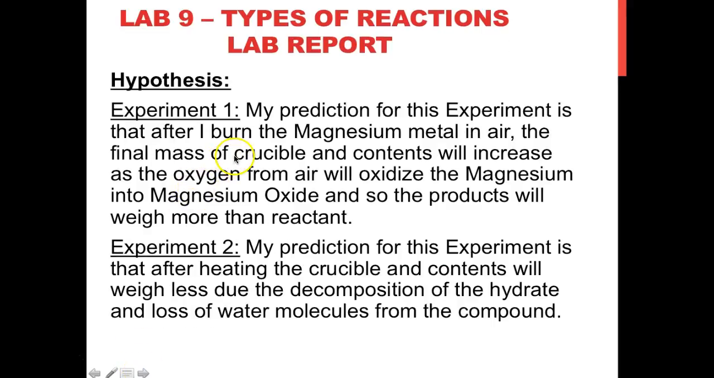So my first hypothesis for experiment 1 is that the final mass of the crucible will go up because the magnesium will get oxidized. For the second, after heating, the contents are going to weigh less than before because some of that hydrate is going to decompose in the form of the water molecules.